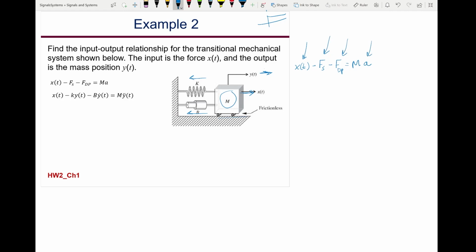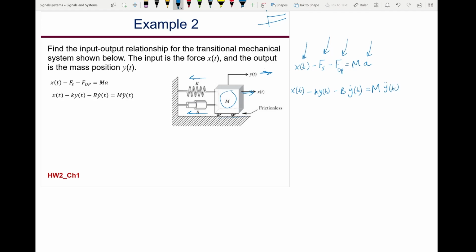Well, let's do that. So x of t stays the same minus the force of the spring, which we learned is the spring constant k times the displacement, which in this case is y of t. The force of the dash pot is the damping coefficient b times the velocity, which is the derivative of displacement, equals the mass times acceleration. Acceleration is the second derivative of displacement, so that would be y of t, second derivative like this.